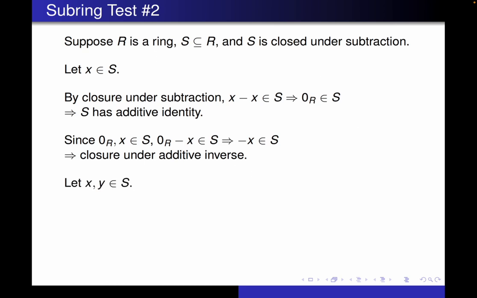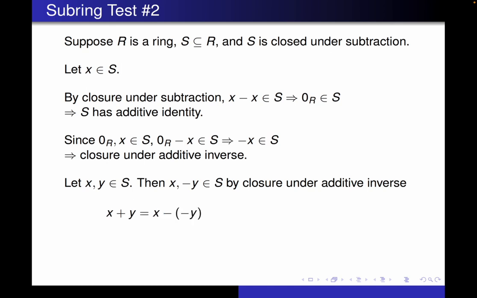And if we have x and y in S, let's see if we can get addition. We just proved that we have closure under additive inverse, so since y is in S, negative y is also in S. And that means when we take x plus y, which by the way is x minus a negative y, since x and negative y are both in S, and since we have closure under subtraction, that is also in S. So we get three properties from one: we get the zero element, we get closure under additive inverse, and we get closure under addition.